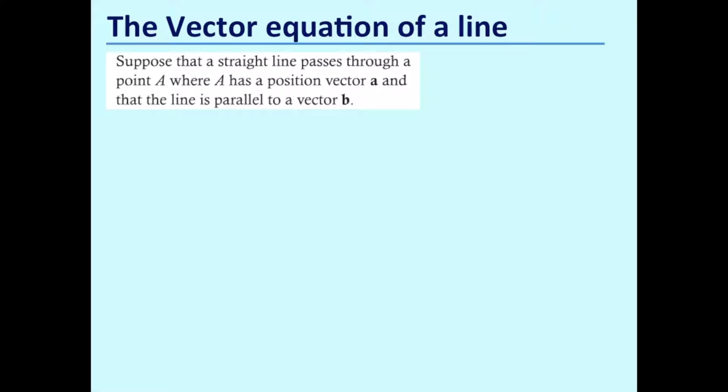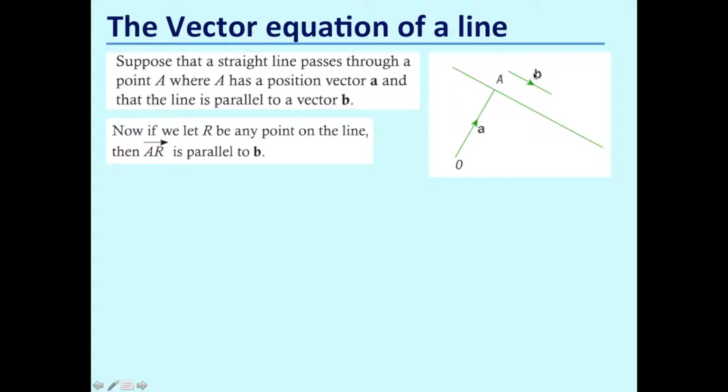In this section, we're going to have a look at the vector equation of a line. So imagine we have a straight line here, which passes through a point A here, which has a position vector of A, if this is the origin. And that this line here is parallel to another vector, which we'll call vector B.